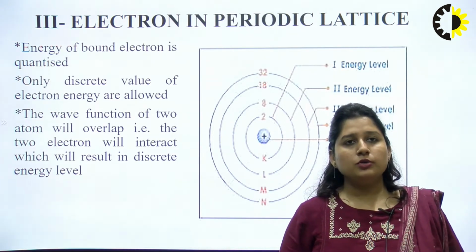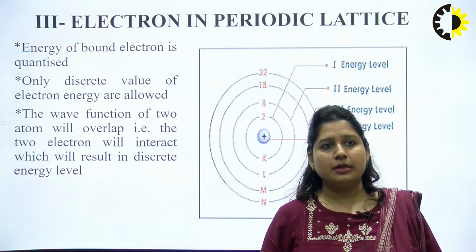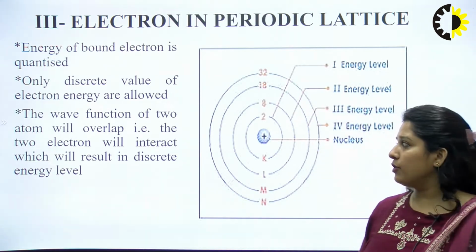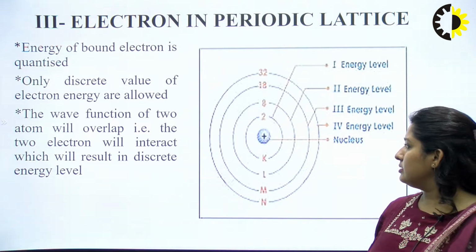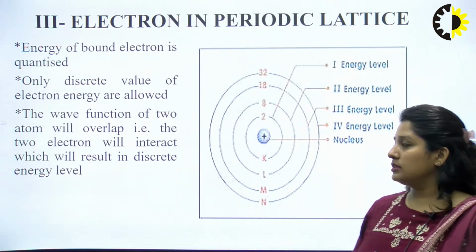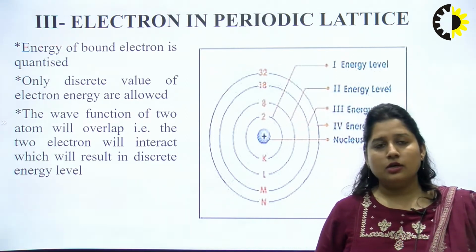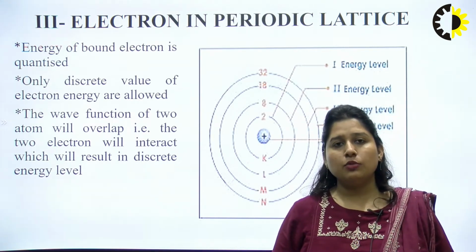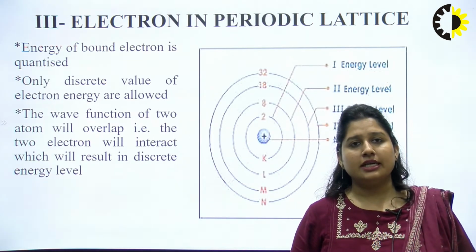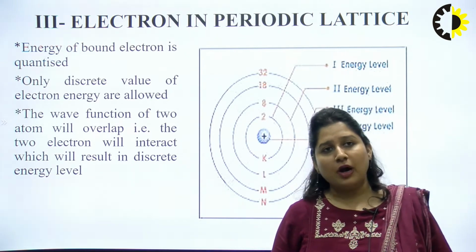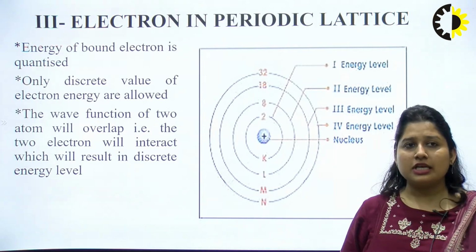Now I am going to discuss what an electron in a periodic lattice is and how it is situated in the periodic lattice. As we can see from the diagram, there is a circular type of structure here. There are 4 circles, and the electrons can exist anywhere in these circles. The number of electrons in the innermost circle is 2, then in the second circle 8, then 18, then 32. The energy of a bound electron is quantized; only discrete values of electron energies are allowed.